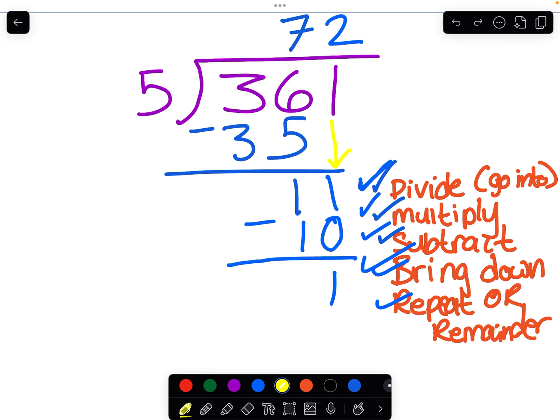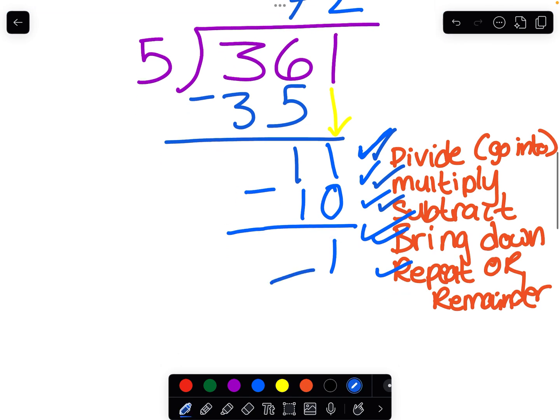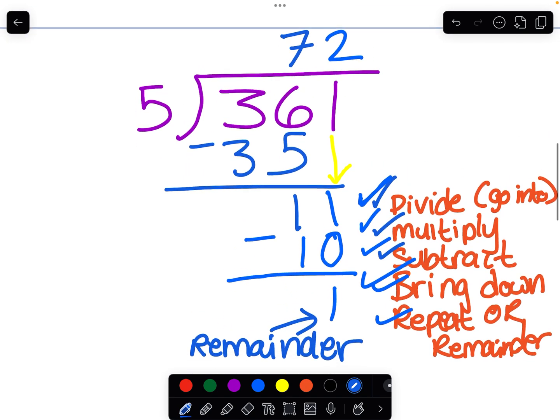So I'm going to look at this number over here. How do I know if I repeat the process, or if it's a remainder? Well, I look to see if 1 is greater than or less than the divisor, which is 5. 1 is less than 5. 5 cannot go into 1, which means 1 is our remainder. You can think of it as the thing that's remaining, that's left over.